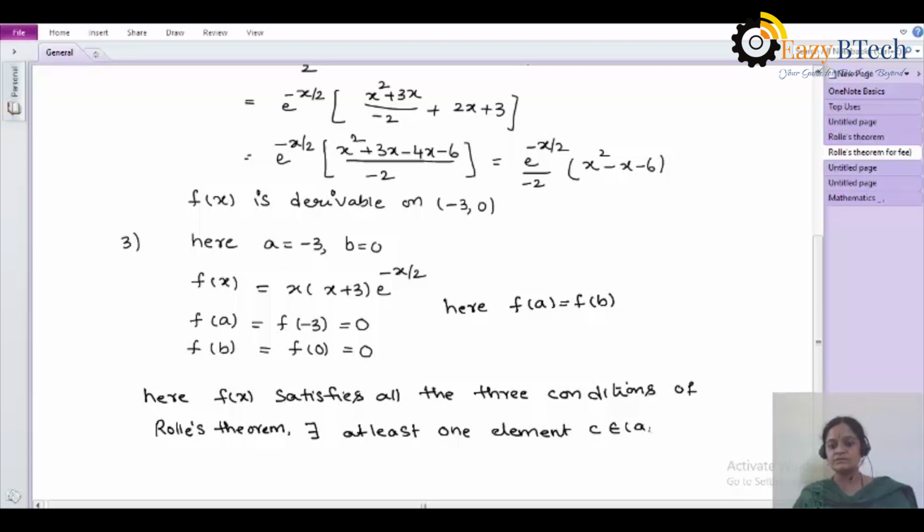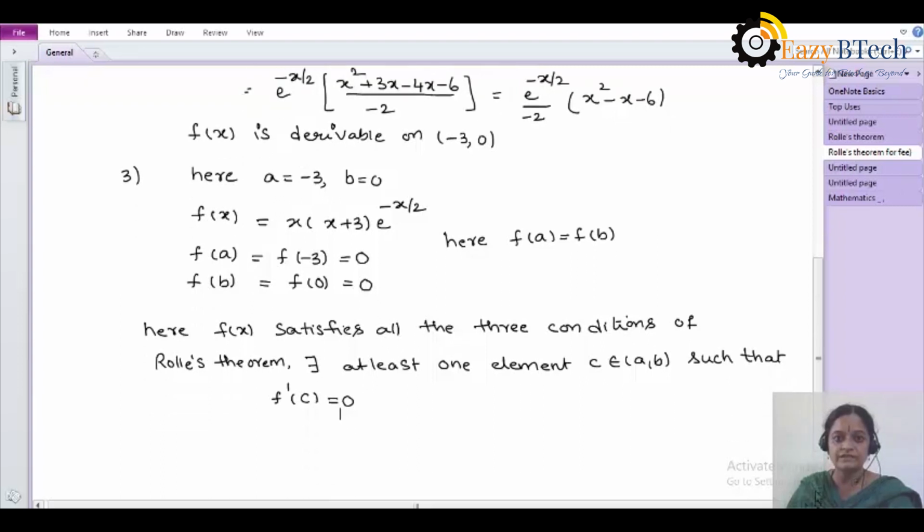c belongs to a comma b such that the main condition is f dash of c is equal to 0. F dash of c is equal to 0. Now equating f dash of c value to 0. Then according to the second condition, we know the value of f dash of x. That is e power minus x by 2 by minus 2 x square minus x minus 6.